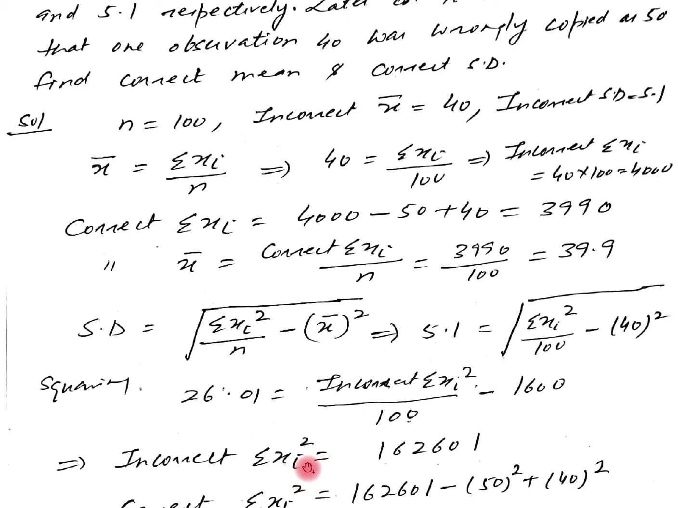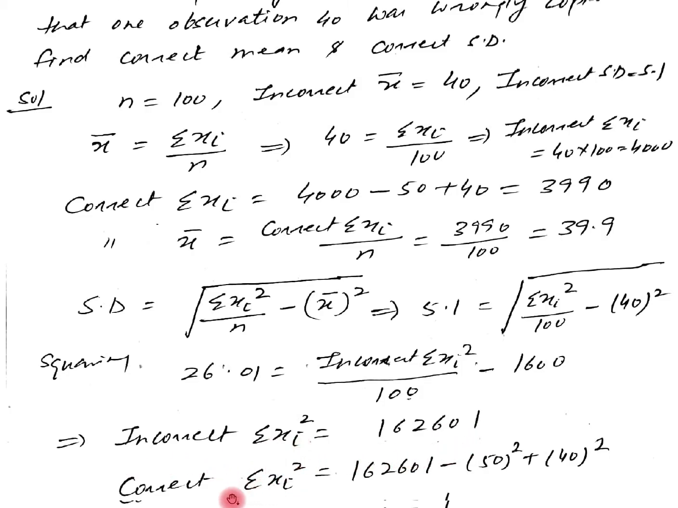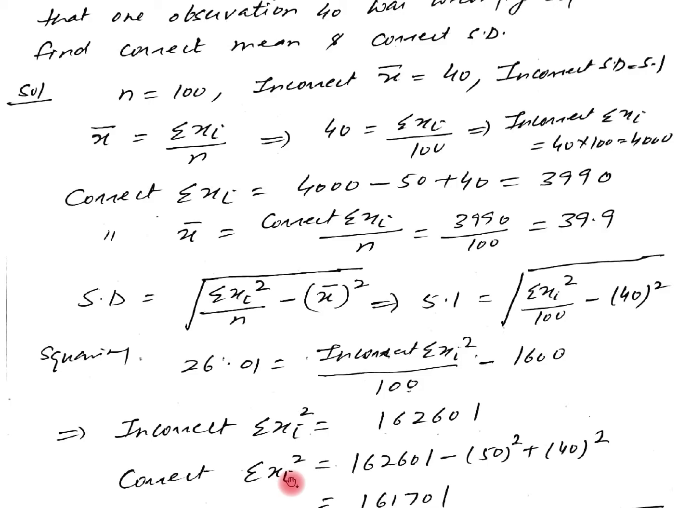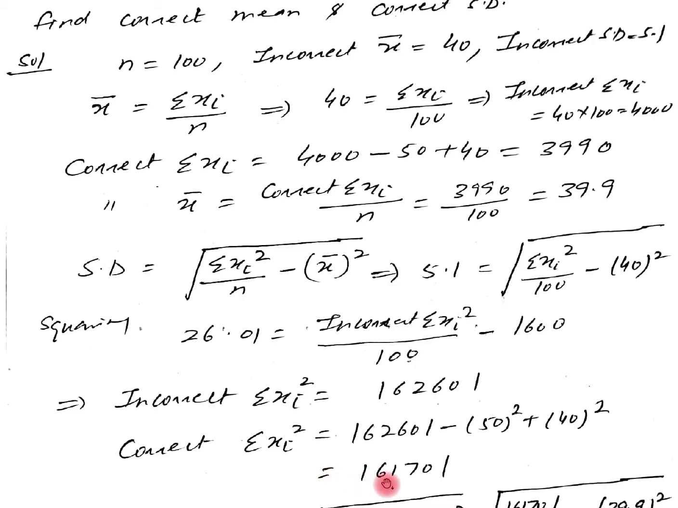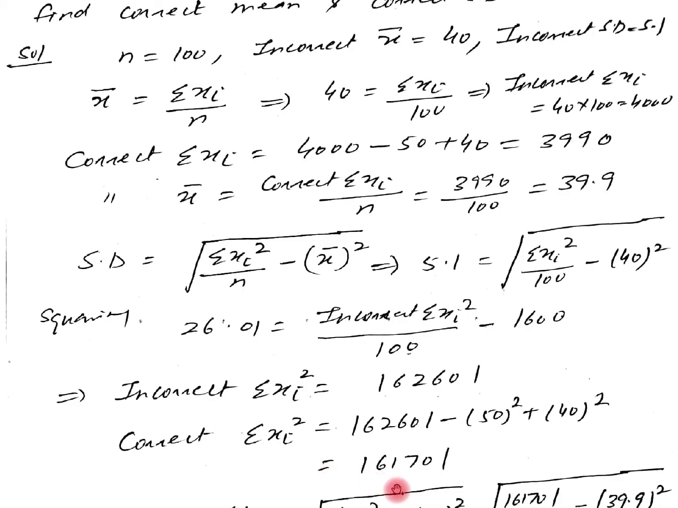Simplifying, we get incorrect sigma xi square, the sum of squares of the observations, equal to 162601. Therefore, it is incorrect. We can find the correct sigma xi square by subtracting the square of the incorrect observation and adding the square of the correct observation. Simplifying, we get the correct sigma xi square. Then we have the correct values.